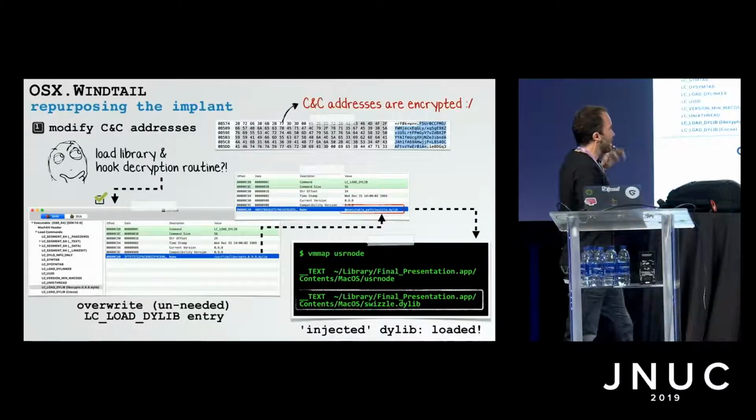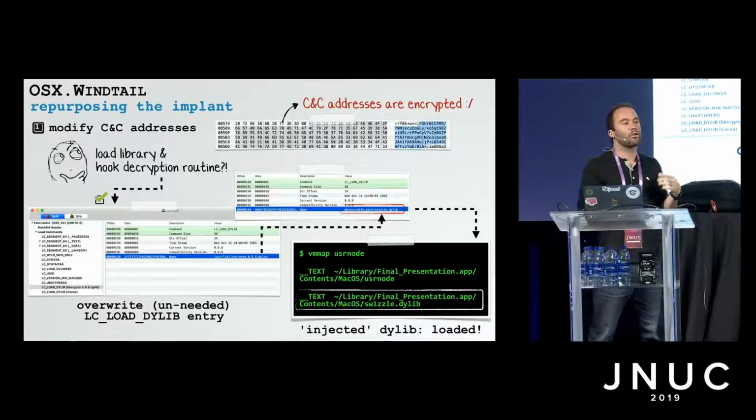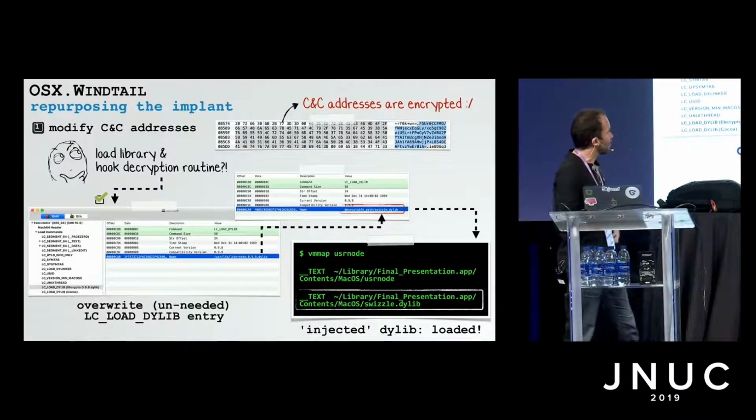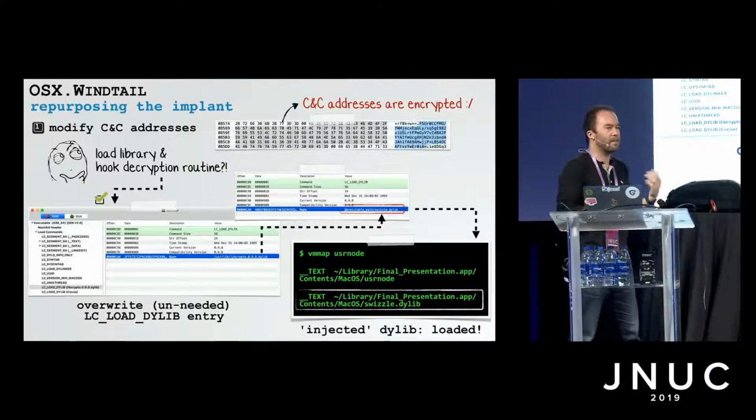So we look around in the binary to find where these addresses are stored. Unfortunately, they are encrypted. They're base64 encoded and then encrypted. This means we can't simply modify them directly. We could understand the decryption algorithm, but that gets somewhat complicated.